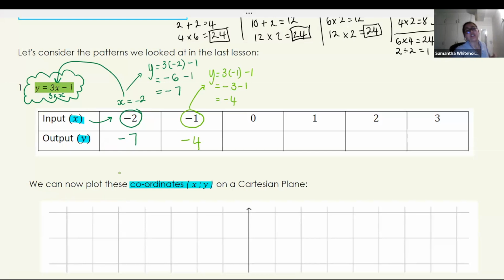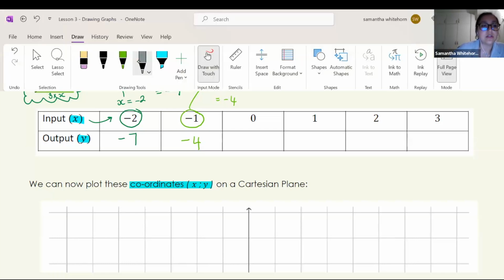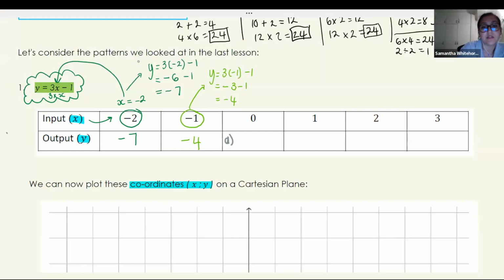Essentially what we need to remember is that anytime you've been given either your x or your y value, it really doesn't matter, you can use substitution to find the other missing value. If I give you x, as I've done here, you can find y, exactly as we've done. I could give you y and you can find x. So it's very important that we're able to substitute and find corresponding outputs. What I want you guys to do is find the outputs for the inputs of 0, 1, 2, and 3.